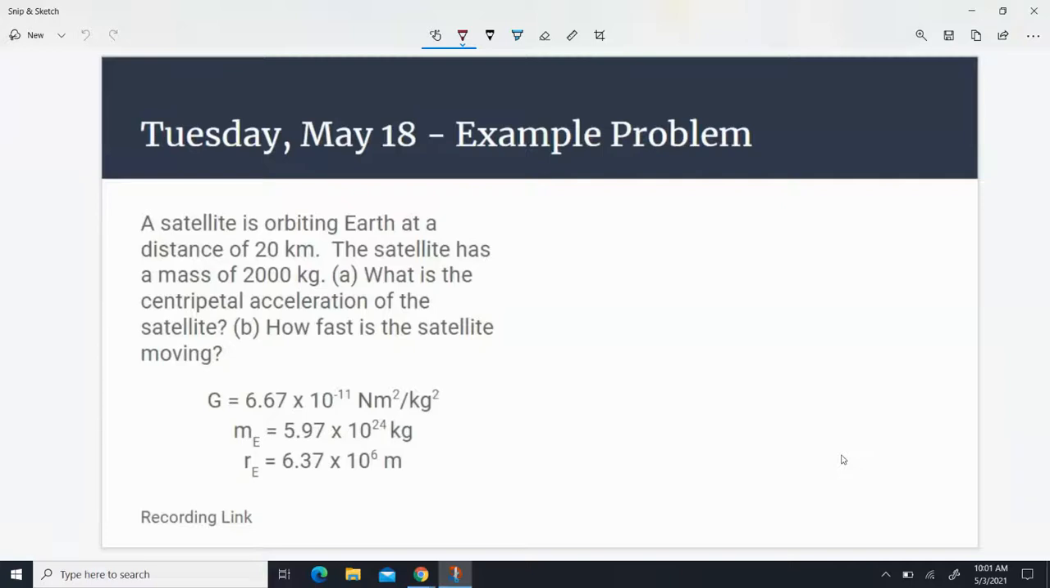Let's do a practice problem using the concepts of circular motion in order to solve a problem with satellites and Earth and orbits and that sort of stuff, space things. So let's read through our problem. First, it's got two parts.